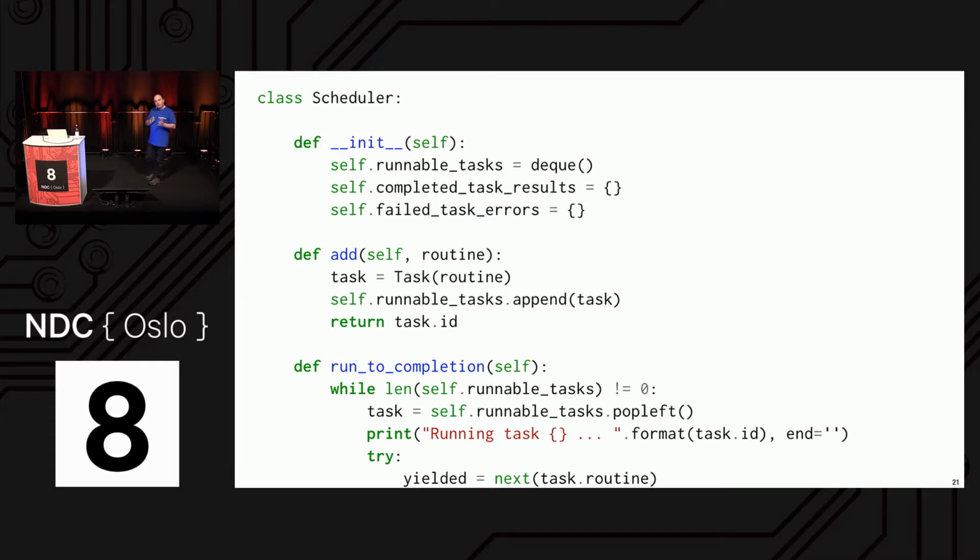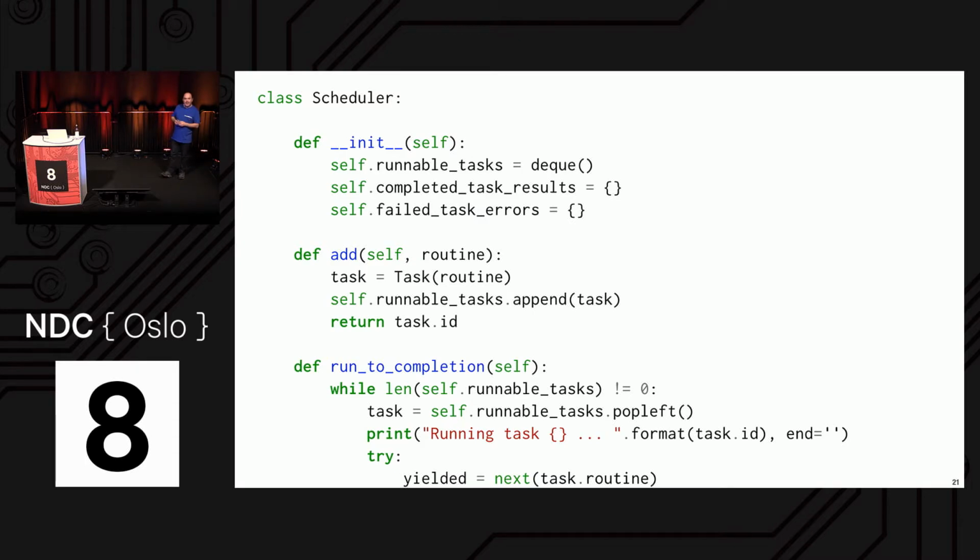So given task, which is a very straightforward thing, we can now build a scheduler for running tasks, right? And I'm going to show you the entire code for the scheduler. It can be a very, very straightforward, simple thing. So you see the constructor, dunder init there, for the scheduler has a deck, a double-ended queue, of runnable tasks. And we have two dictionaries, the things with the curly braces, which contain any completed results from completed tasks or any errors from tasks which have failed while they're executing.